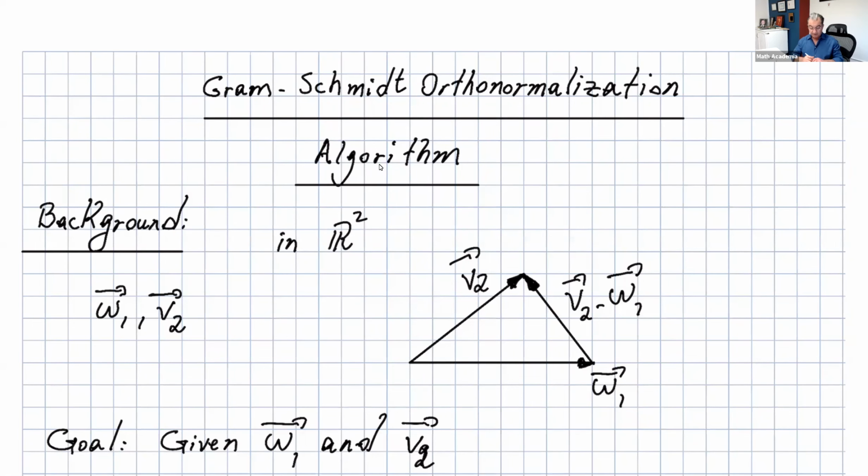Hi and welcome everyone. In this lecture, I want to go over the Gram-Schmidt orthonormalization algorithm. In my last video, I talked about orthonormal sets of vectors and orthogonal sets of vectors. Again, to refresh our memories, an orthonormal set of vectors is a set that has vectors that are orthogonal to each other, and each vector has a magnitude of 1.